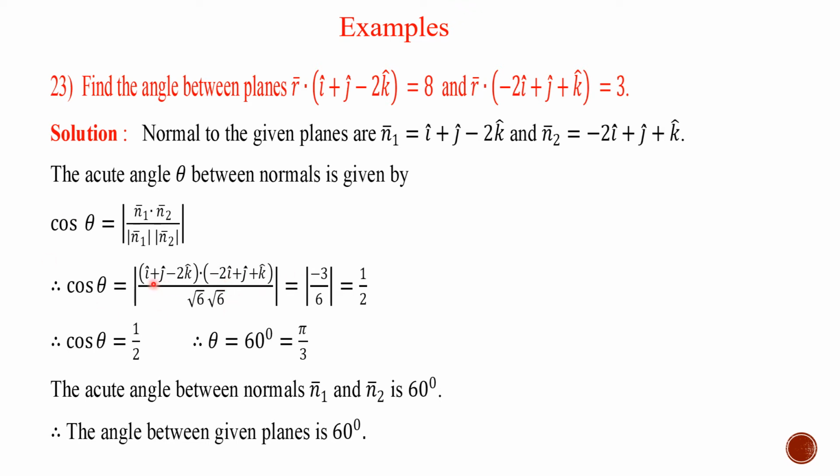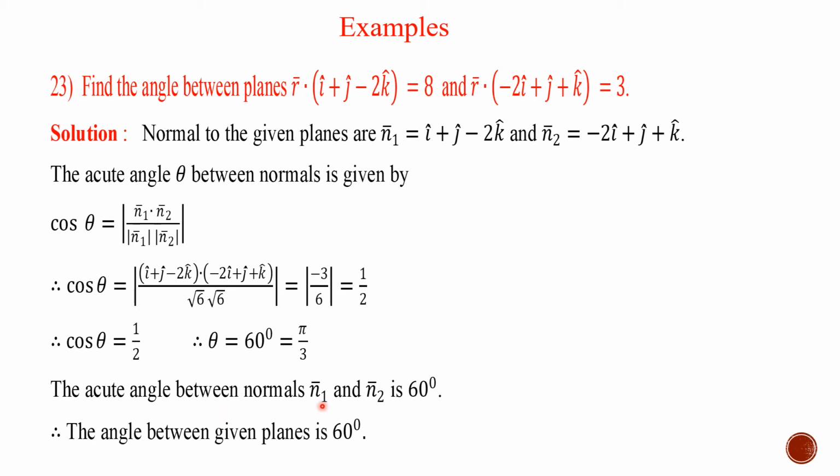Here is the dot product. 1 into −2 is −2. 1 into 1 is 1. −2 into 1 is −2. Hence −2 + 1 − 2 = −3. Root 6 into root 6 equals 6. 3 divided by 6 is 1 by 2, here it is −1 by 2, but outside the mod we take the positive value, that is 1 divided by 2. Hence cos θ = 1/2. Therefore θ = 60 degrees, in radians π/3.